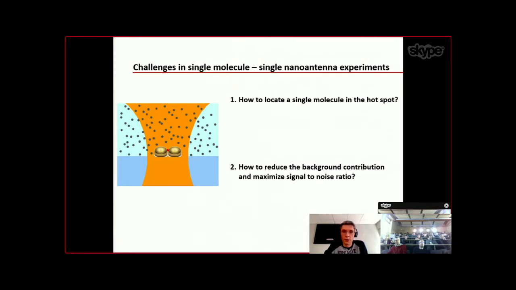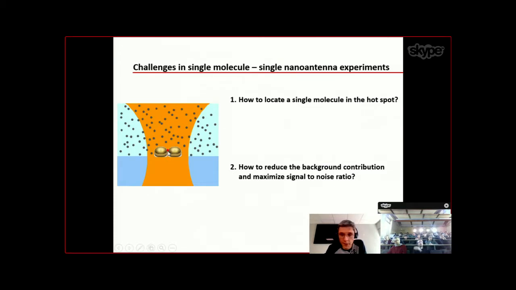The first one is, how do I locate my single molecule in my hotspot? Okay. I have a fluorescent molecule. The hotspot is here. This is the plasmonic antenna. I need to put the molecule in the gap. This is where the effect occurs. How do I do this?